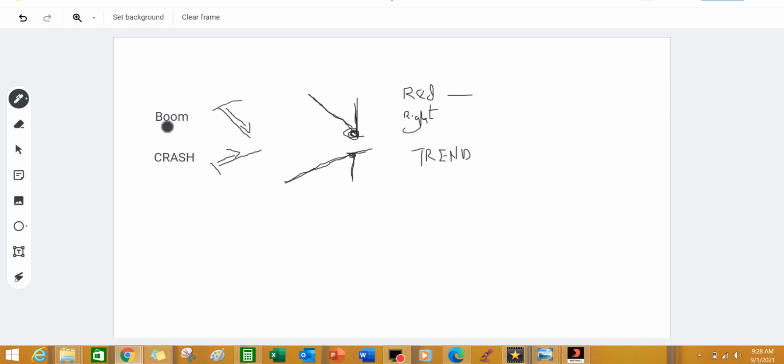For instance, for boom, the direction of the market that favors spikes trading is uptrend. When the market is about going on uptrend, or when it is already on uptrend, that is when you have more spikes happening around the market, compared to when it was on downtrend. The same thing is applicable to crash. It should be when the market is going on downtrend. That is when you have more spikes happening around there.